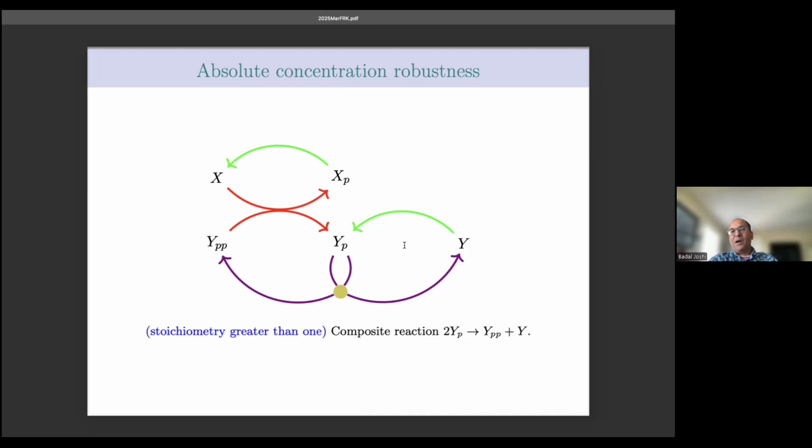And so if there is a bifunctional pair in there, then the tail of the antagonist will have concentration robustness. So for example, in this case, if it happens that this purple edge is the antagonist of a bifunctional pair, then you will have concentration robustness in 2YP, which is actually absolute concentration robustness in YP. So even though the complex is not a single substrate complex, you still get ACR in YP.